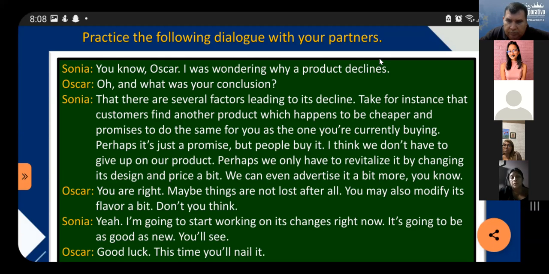Yeah, I'm going to start working on it. Change it right now. It's going to be as good as new. You will see. Good luck. This time you will need it.